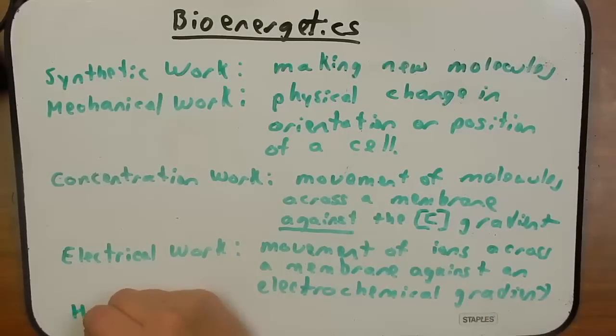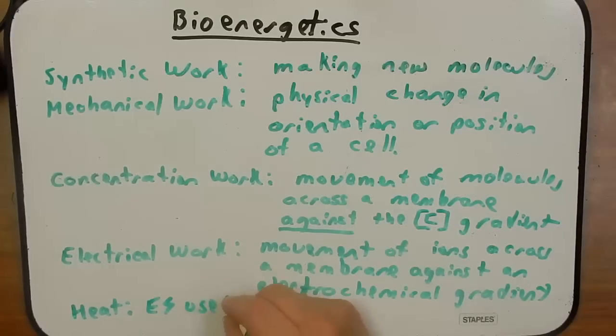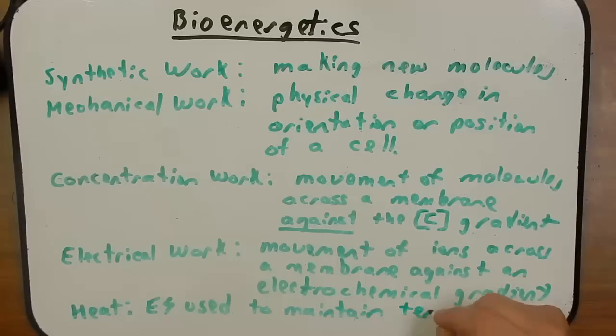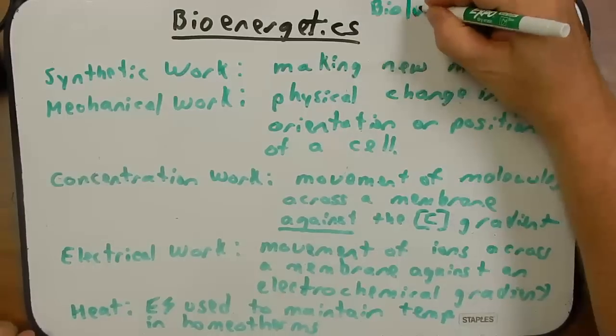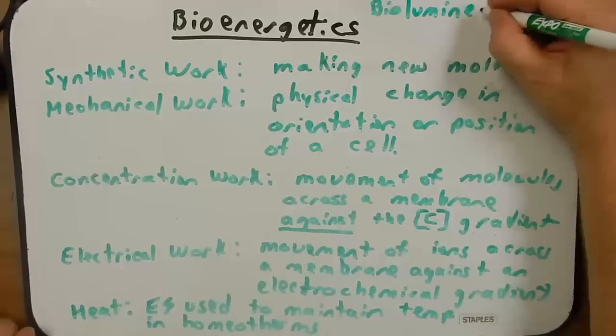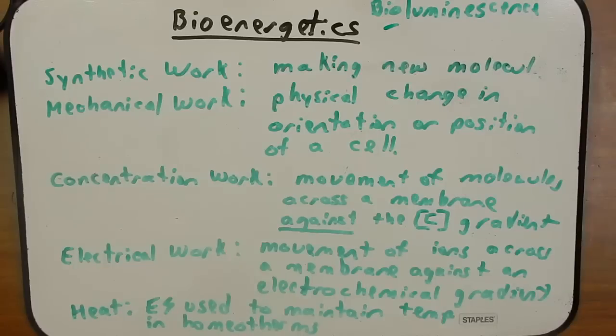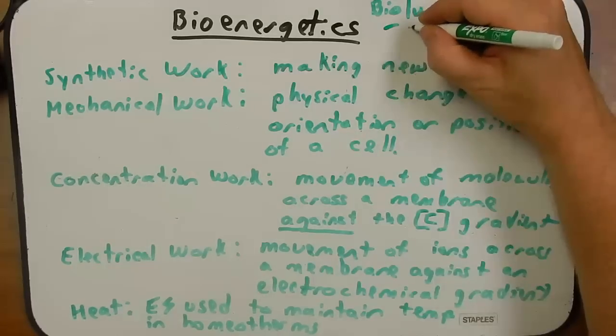And then let's define heat. This is energy used to maintain temperature in homeotherms, or warm-blooded animals. And the last one I asked you to know was bioluminescence. And I ran out of room, but I'm going to draw it up here. And this is the capacity of some living organisms to generate light.